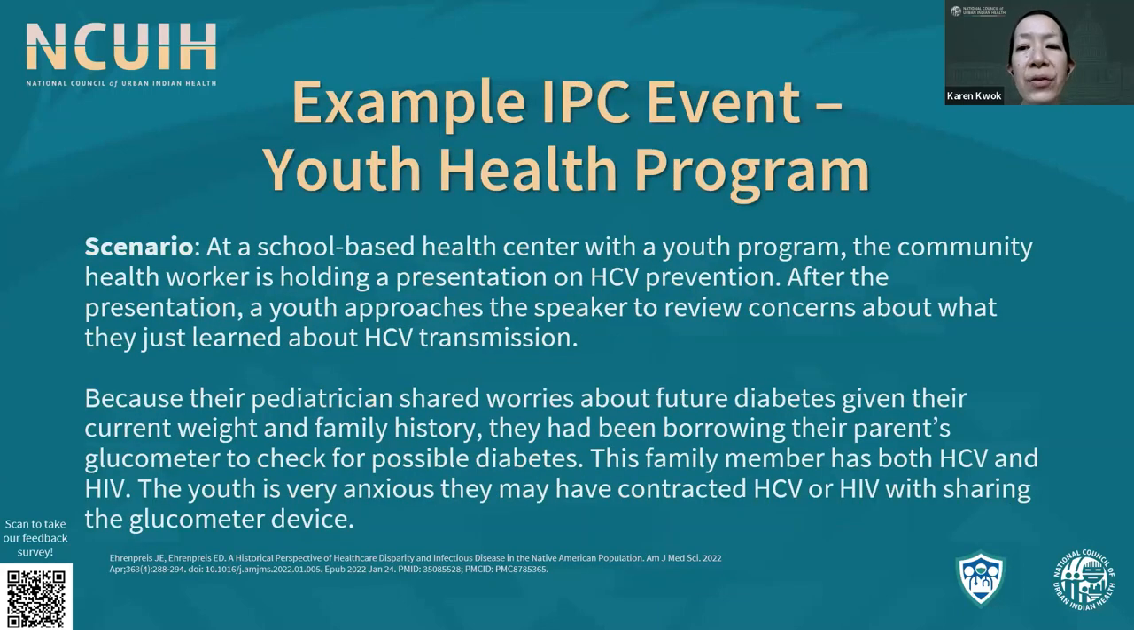At a school-based health center with a youth program, the community health worker is holding a presentation on HCV, hepatitis C prevention. After the presentation, the youth approaches the speaker to review concerns about what they just learned about hepatitis C transmission. Because their pediatrician had shared worries about future diabetes given their current weight and family history, they had been borrowing their parents' glucometer to check for possible diabetes. This family member has both hepatitis C and HIV. The youth is very anxious that they might have contracted hepatitis C or HIV with sharing the glucometer device.